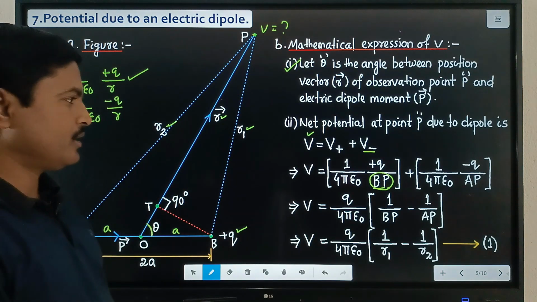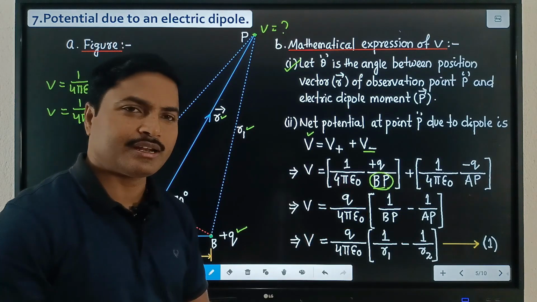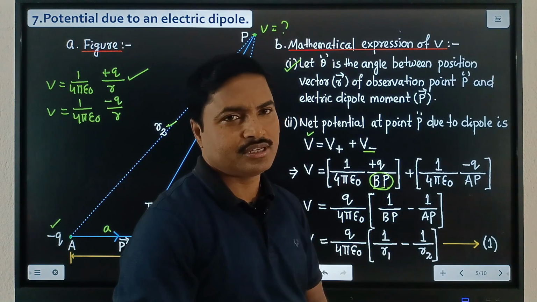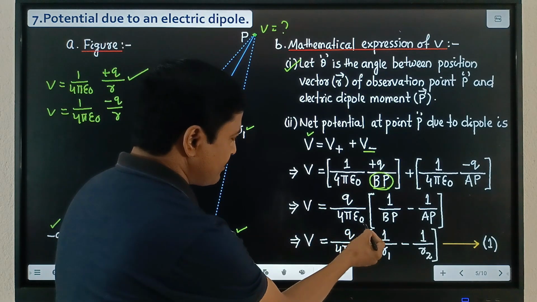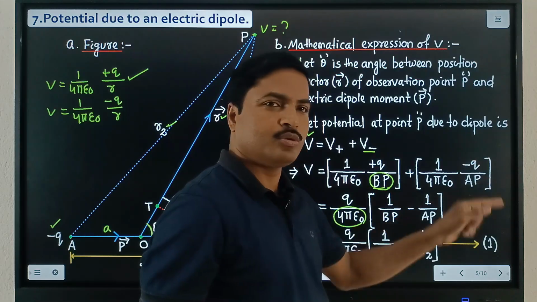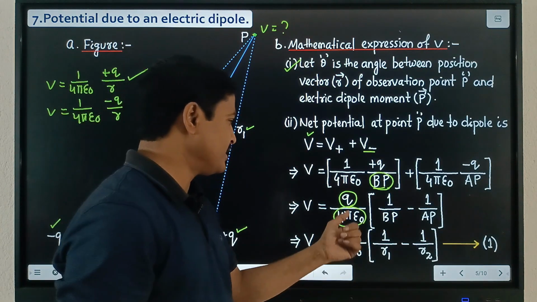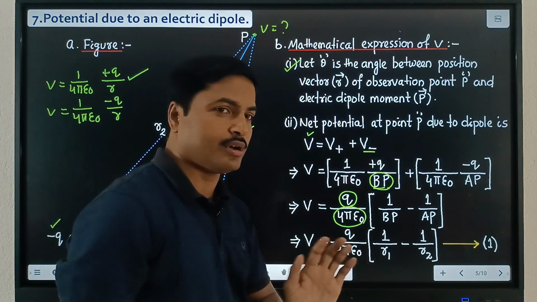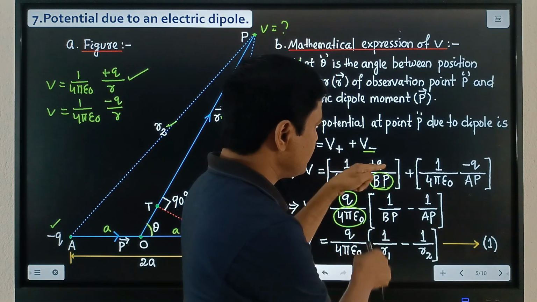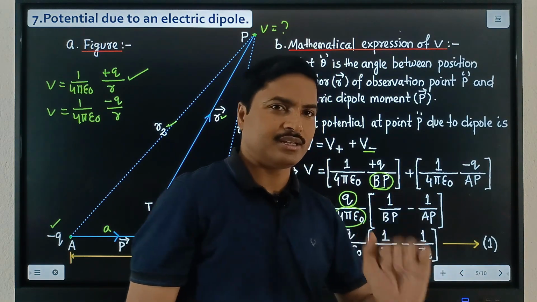Clear? And look at the derivation. Here 1 divided by 4 pi epsilon 0 is there, and here also 1 divided by 4 pi epsilon 0 is there. We take 1 divided by 4 pi epsilon 0 as common. Here also Q is there, so we also take Q as common. That means if we take Q divided by 4 pi epsilon 0 as common, the remaining is 1 divided by BP minus 1 divided by AP.